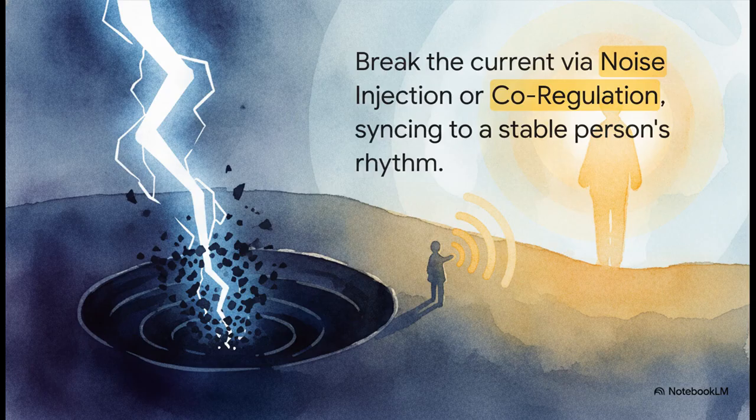You cannot outthink a deep attractor basin. The current is simply way too strong, but you can absolutely escape it. You break the current via noise injection, which is kind of like bumping a record player so the needle skips out of a deep groove. Or, even more powerfully, you use co-regulation. This means you literally go stand next to a stronger antenna. You borrow the rhythm of a stable +1 person and sync your internal clock to their healthier frequency until you can regain your own degrees of freedom.